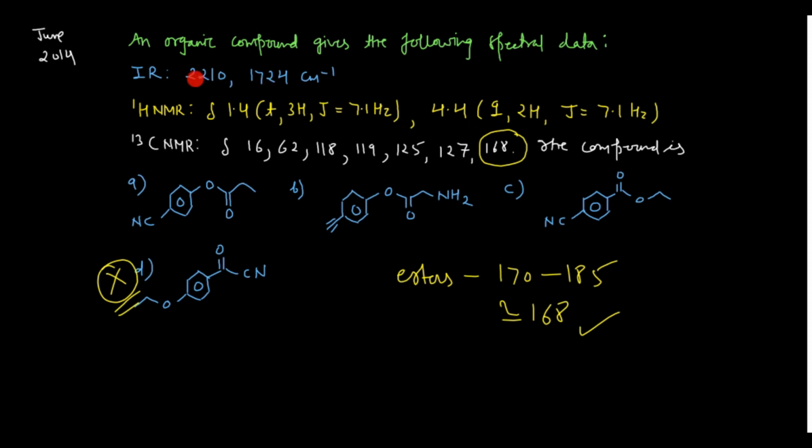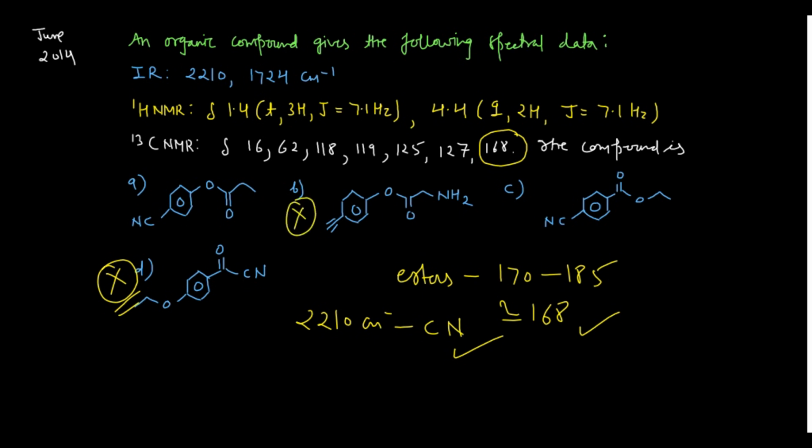But if you focus on the 2210, this 2210 is characteristic of the cyanide stretching frequency. So please remember, if you have a value around 2210 centimeter inverse, it is basically showing the stretching frequency of CN. That means your CN is there in the compound. So you can check here, CN is there, so A could be the answer. And in case of B, no CN is there, so you can immediately discard option B also.